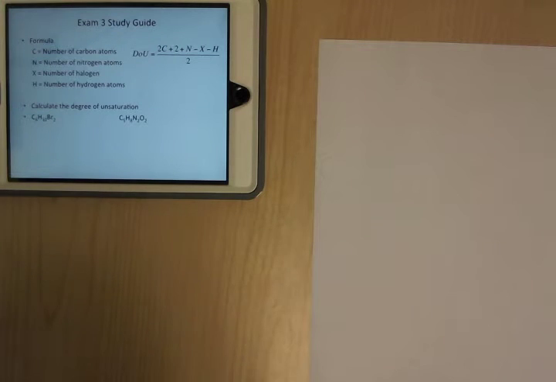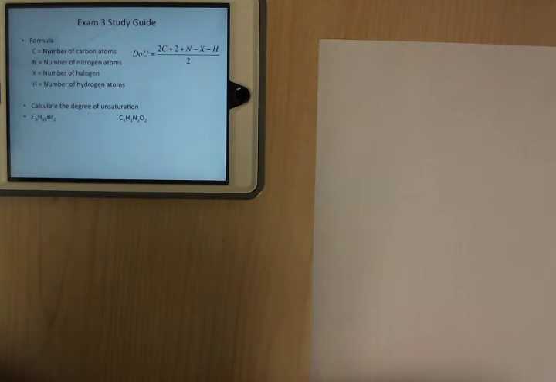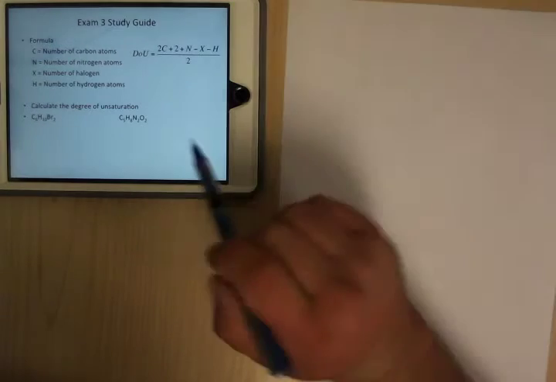Okay, so on to the exam 3 study guide. These are going to be the free answer part of exam 3. There's going to be, I think, 4 or 5 multiple choice questions, stuff like that, but these are going to be the free answer part. So first up will be the degree of unsaturation.